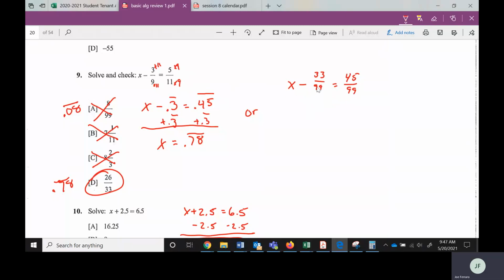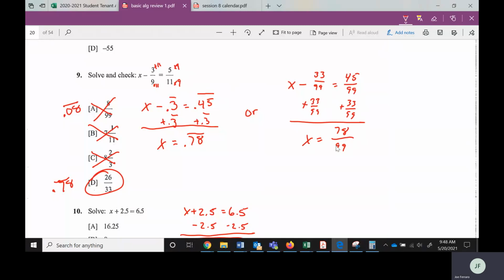Now we do the same steps. This is being subtracted from x, so we want to do the opposite. Add it to both sides. These cancel out, so we get x equals, now when you add fractions, the bottom stays the same. You add the top, you get 78/99.